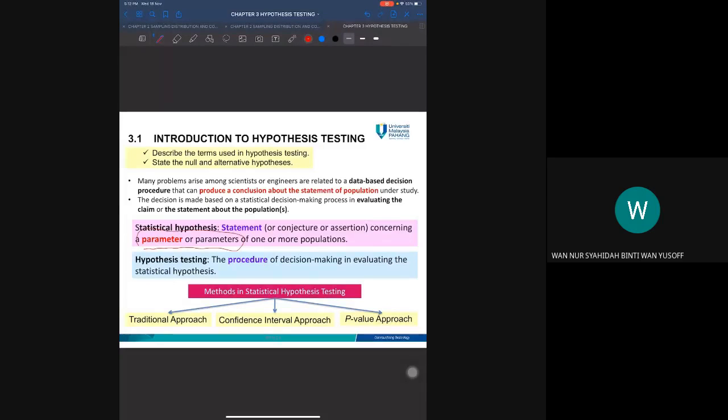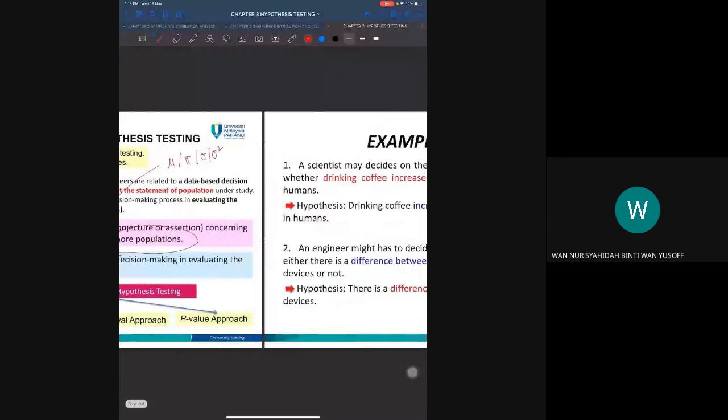It must be a parameter because the hypothesis here is about the population, not about the sample. We use the sample data to make a conclusion about the population, but your statistical hypothesis is about the population. So I don't want to see any statistic symbol in your hypothesis. It must be a parameter, either mu, pi, sigma, or sigma squared, in your hypothesis.